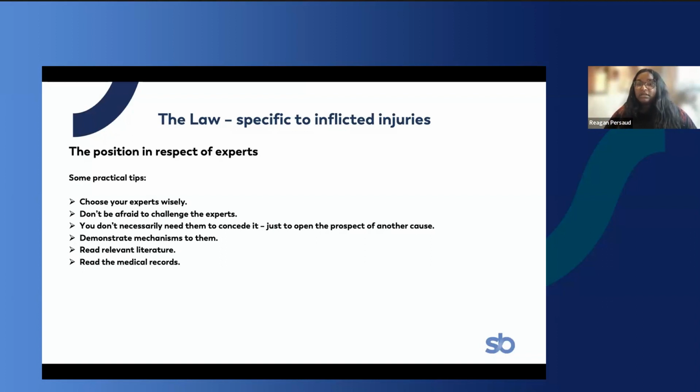Make sure you read the medical records, because often that will show certain patterns that experts can miss. And make sure that you make the effort to read around injuries. So for instance, in babies who have suffered fractures, you want to look at things like prematurity and osteopenia in babies and read around that, because that might be quite useful to challenge your experts on.